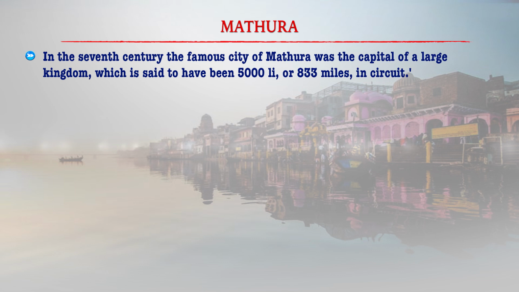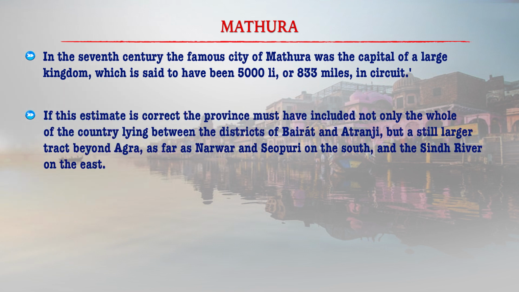In the 7th century, the famous city of Mathura was the capital of a large kingdom, which is said to have been 5000 li or 833 miles in circuit. If this estimate is correct, the province must have included not only the whole of the country lying between the district of Bairat and Atranji, but a still larger tract beyond Agra as far as Narwar and Shivpuri on the south and the Sindh river on the east.